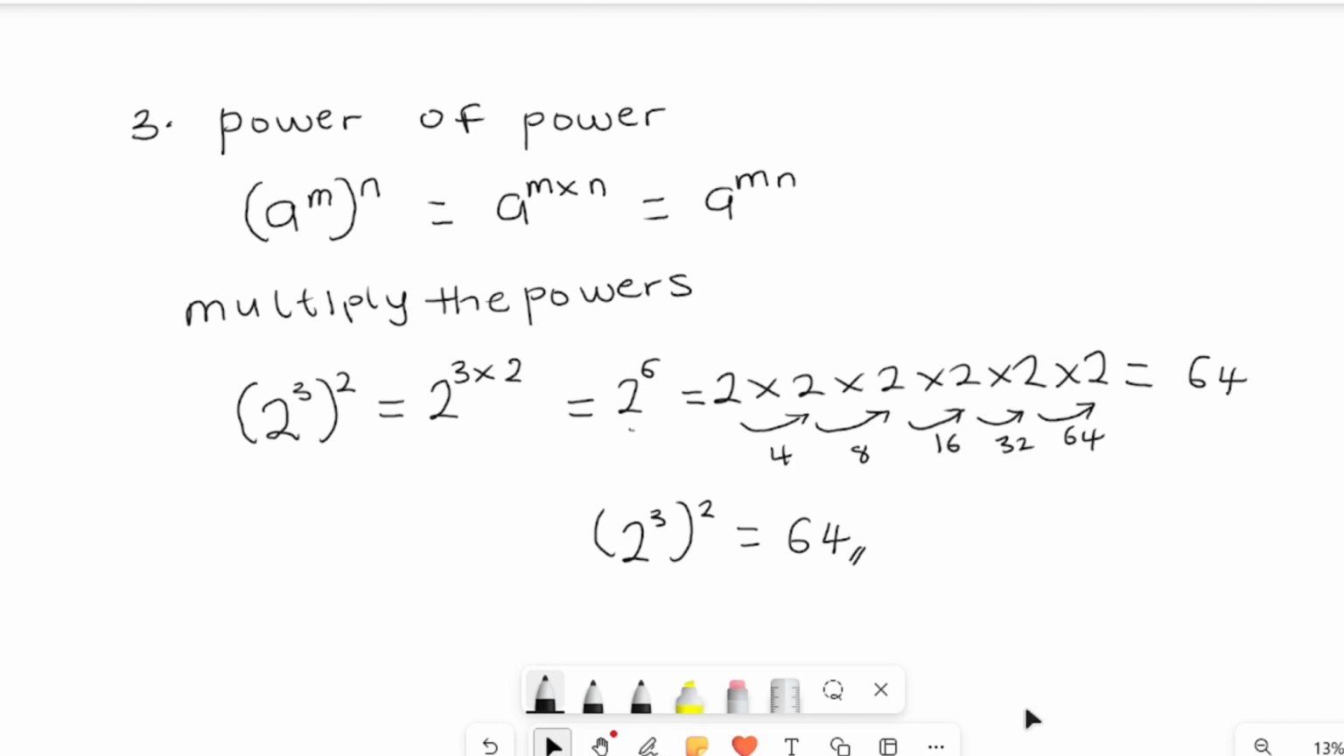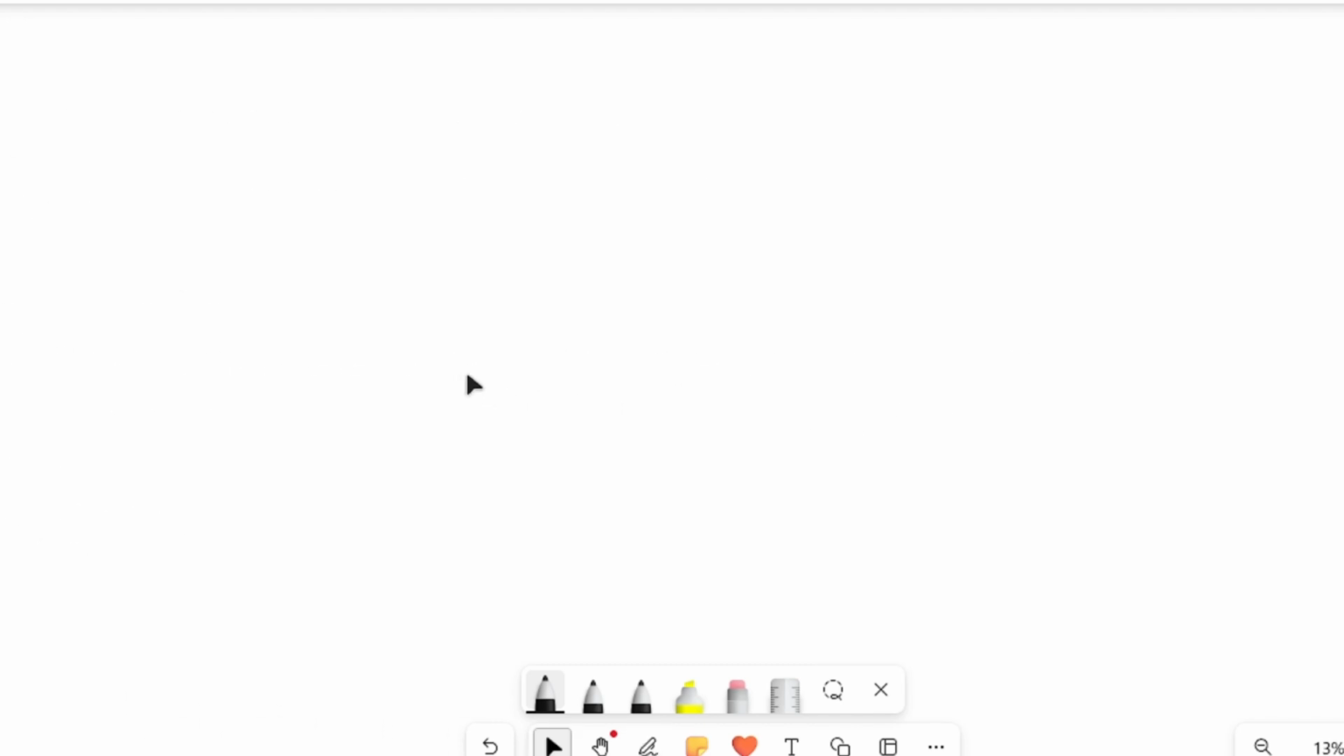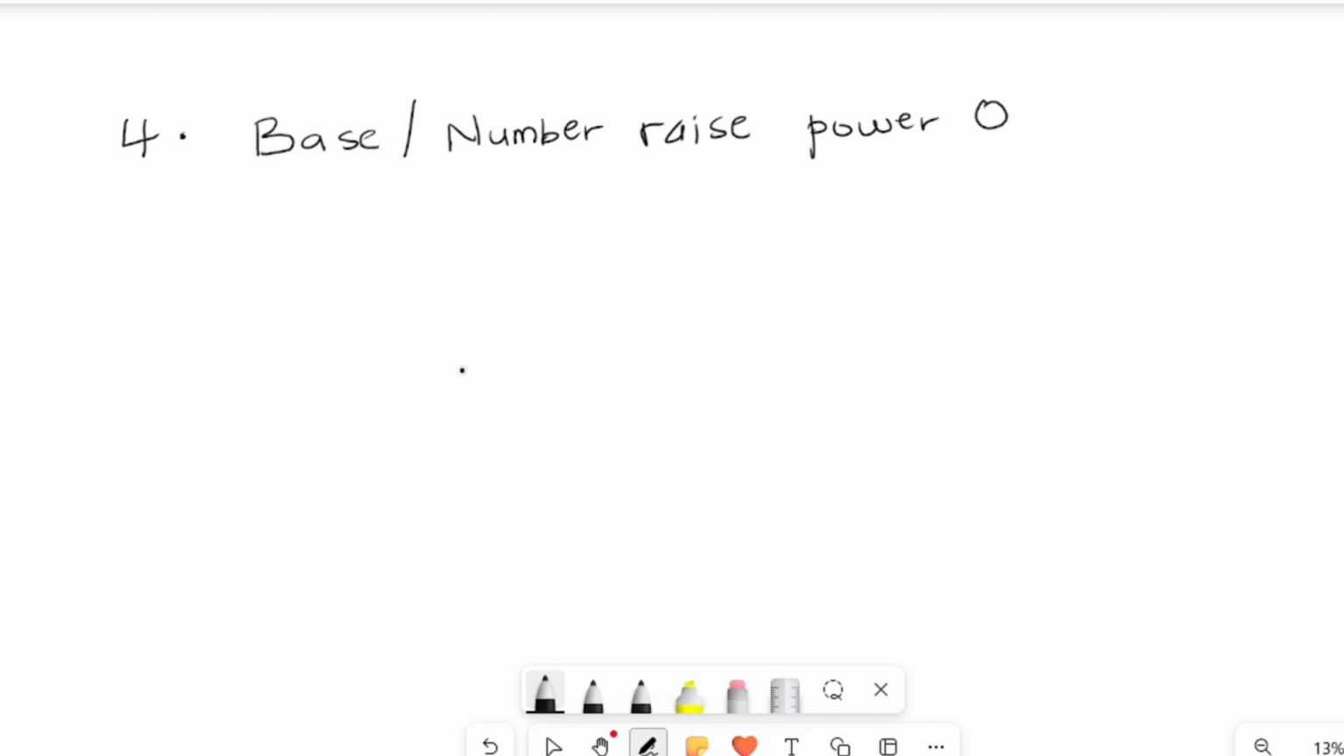So the next one, number 4. If we have any number or any base raised to power 0, that's the fourth law. Any number or base raised to power 0.